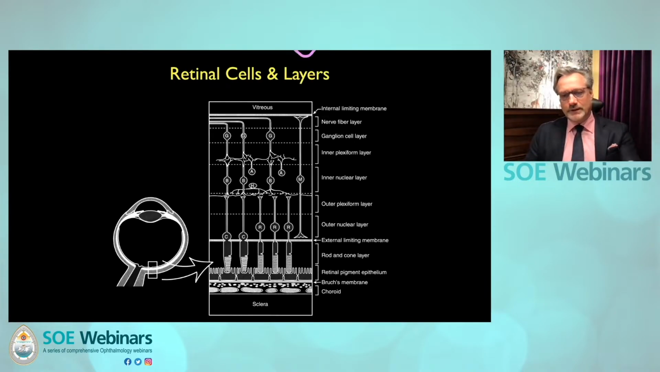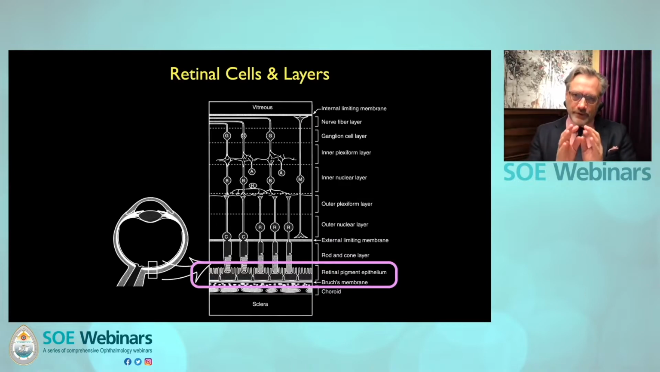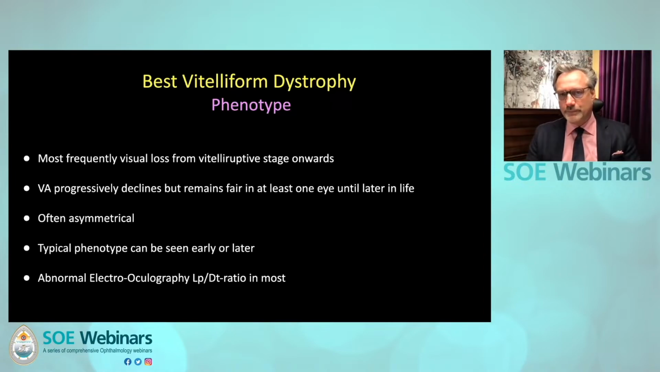So let's look at another condition. Let's look at something that primarily affects the retinal pigment epithelium. And we are now talking about best vitelliform macular dystrophy. It is a condition that is typified by the presence of an egg yolk-like lesion in the central part of the retina, and visual acuity declines but remains fair in at least one eye until later on in life, say 40, 45 years on, depending on the patient, but that was generally seen in systematic studies.